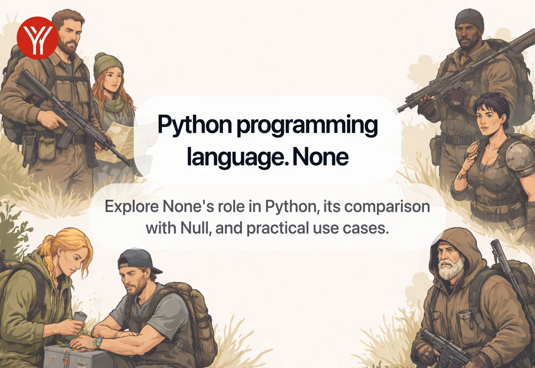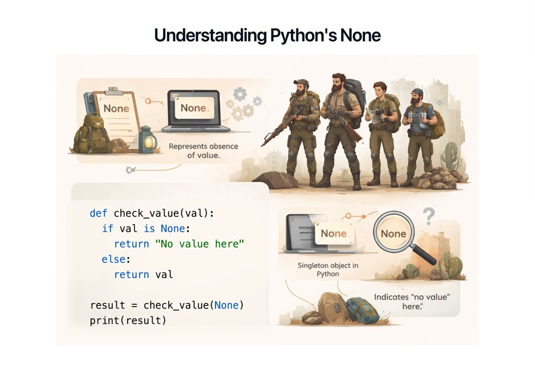Python programming language. None. Explore None's role in Python, its comparison with Null and practical use cases. None is a special object in Python used to represent the absence of a value. It acts as a singleton, meaning there is only one instance of None in a Python program. This makes it a consistent way to denote no value here.